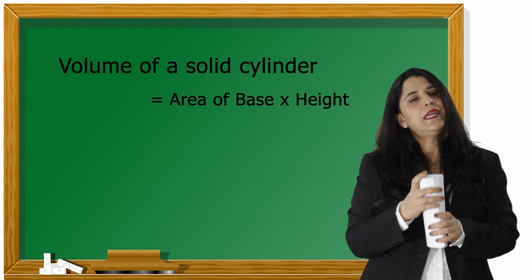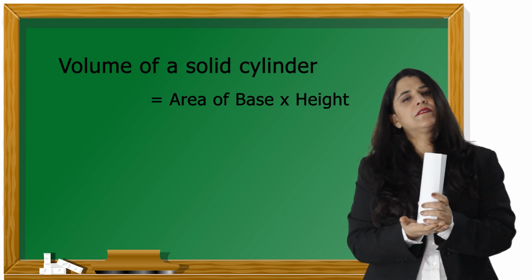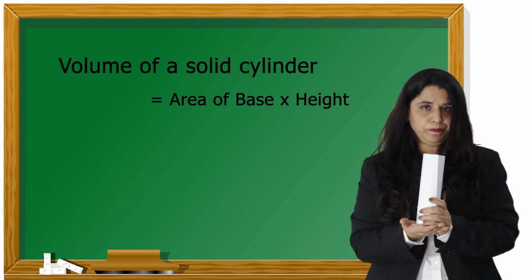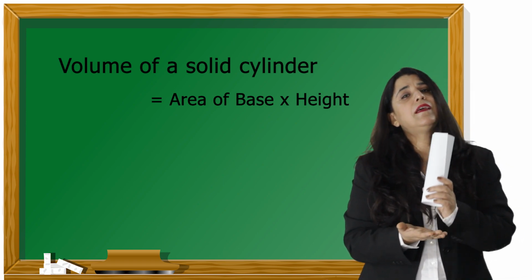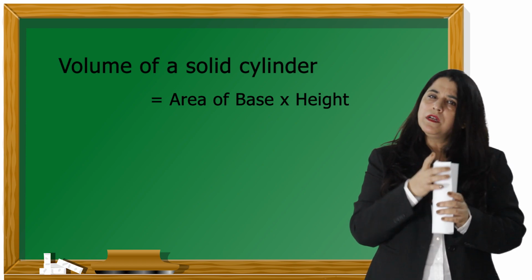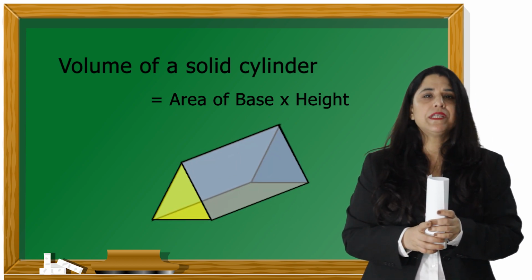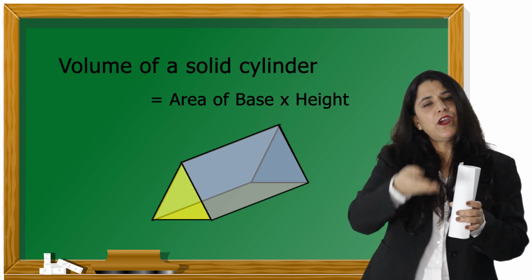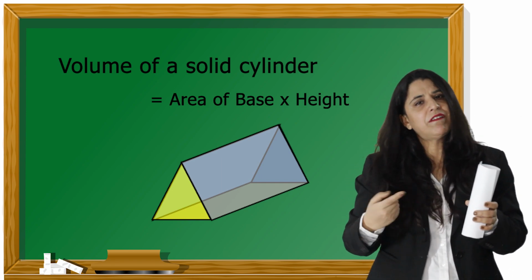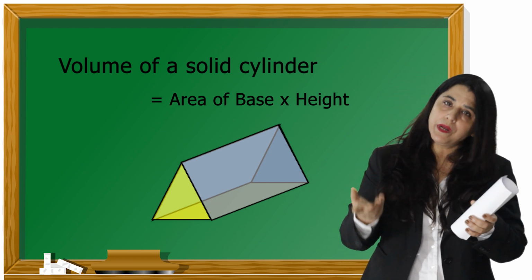So for any regular solid, any regular figure, we can find its 3D figure. We can find its volume by finding the area of the base into the third dimension. Now suppose this base was a triangular base like you have seen in a prism, and the base is triangular, it goes to some height. So the area of that triangle multiplied by the third dimension gives you the volume of the prism.